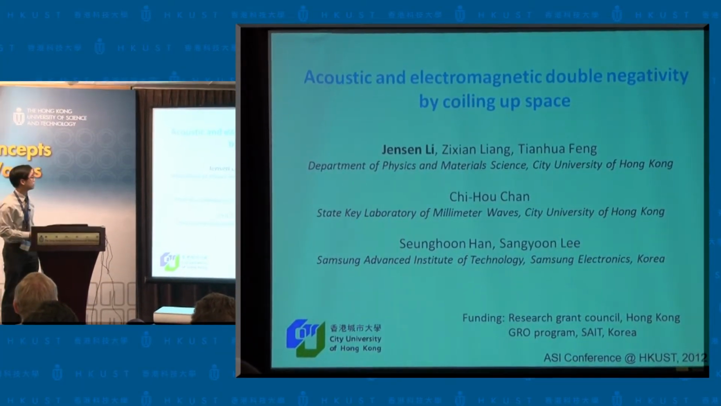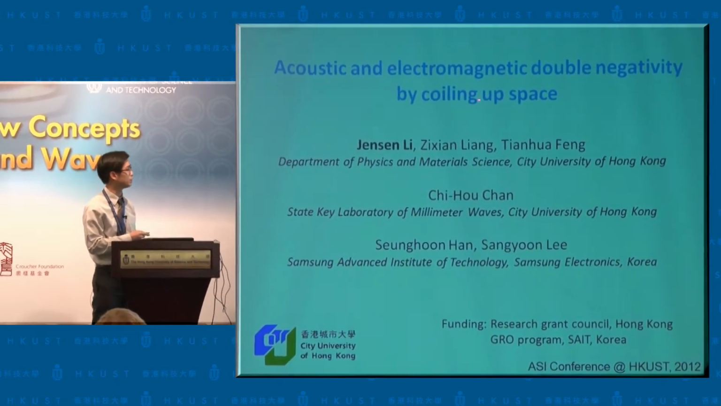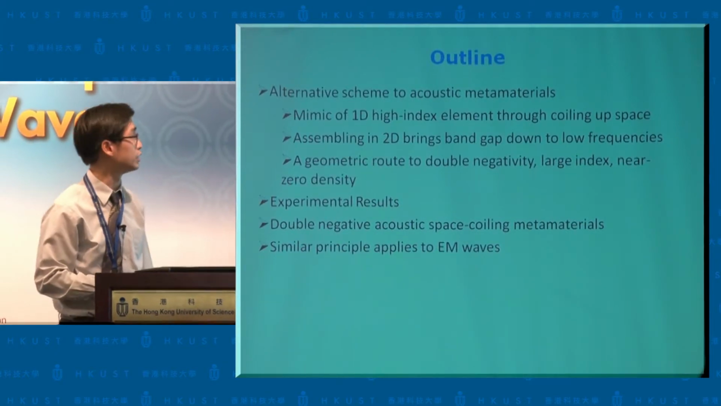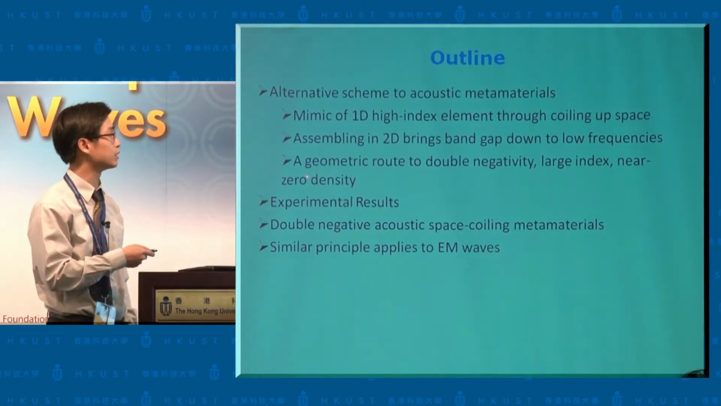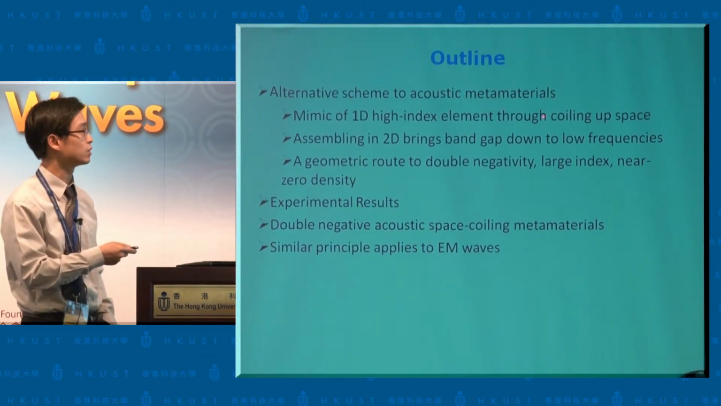So the topic I want to discuss today is about acoustic and electromagnetic double negativity by coiling up space. What I want to show you today is a special scheme, an alternative way to make acoustic metamaterials. The scheme is called space coiling.